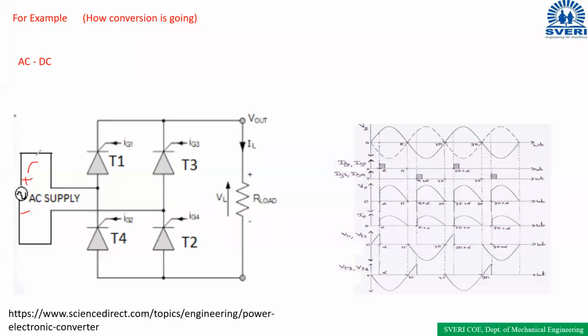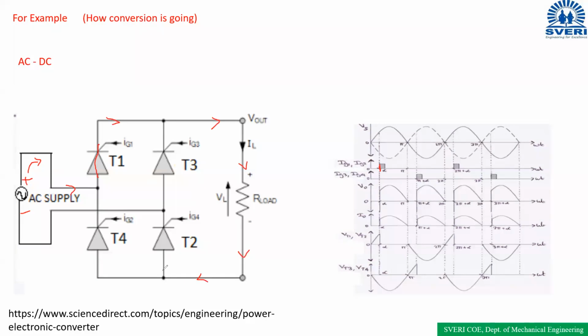Now the current will start from this terminal, through this terminal, and the gate pulse is applied for T1 and T2 at this point. Clear? This is the firing angle alpha. If at this interval I have given the gate pulse, then T1 and T2 will be turned on. When T1 and T2 are turned on, they act as a closed switch. So the current flows through these devices, through this circuit, through the load.